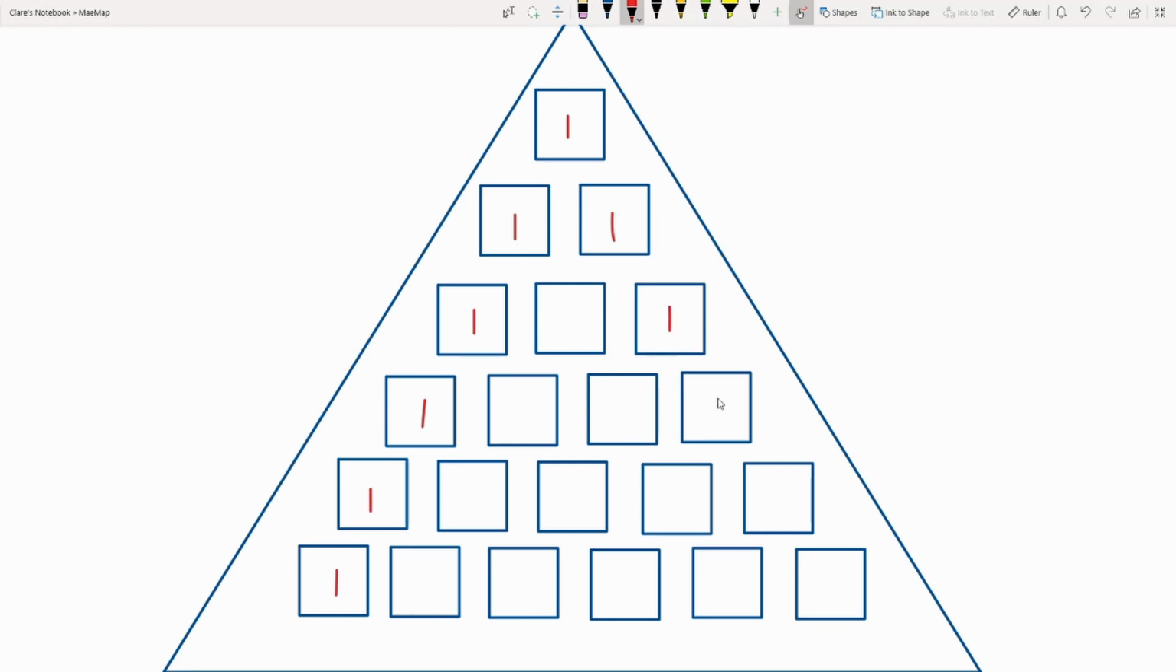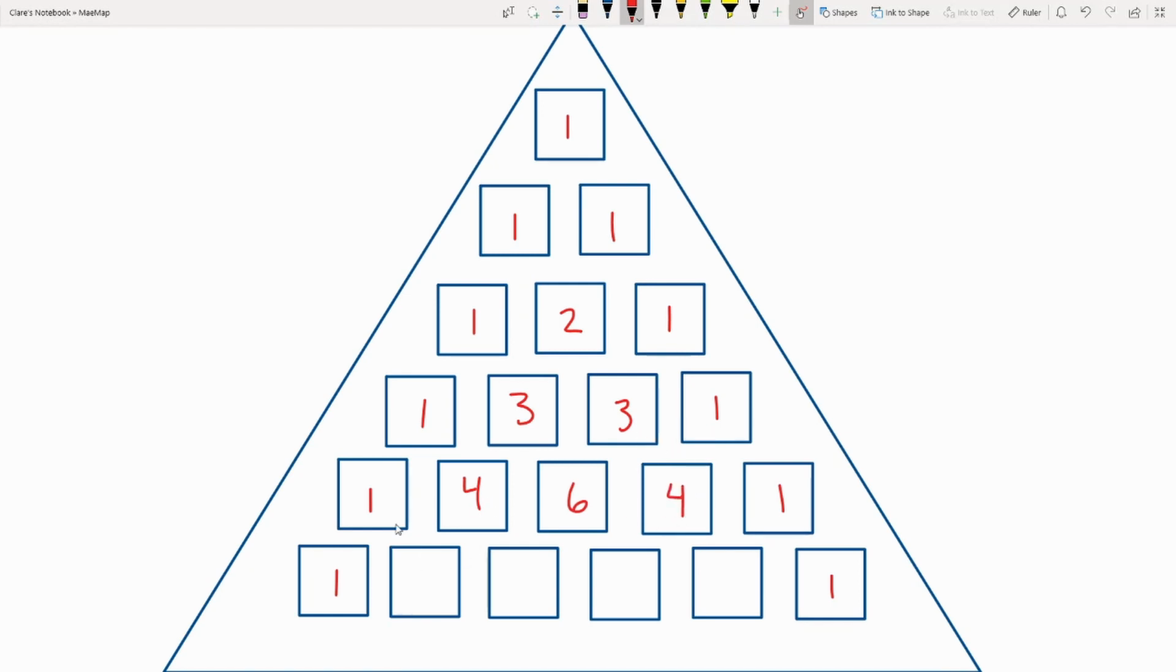Same on that right-hand diagonal as well. Now the numbers in between get added. So 1 plus 1 is going to give me 2. 1 plus 2 is going to give me 3. 2 plus 1 is also going to give me 3. 1 plus 3 gives me 4. 3 plus 3 gives me 6. 3 plus 1 gives me 4.